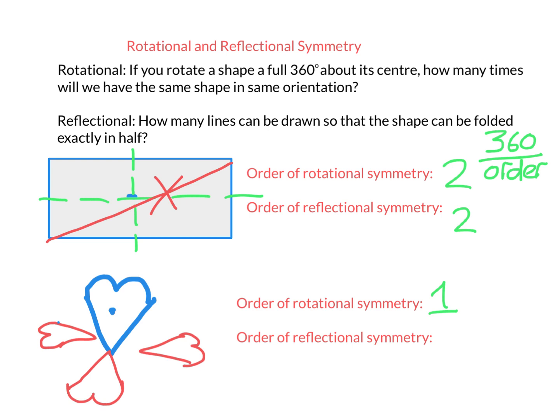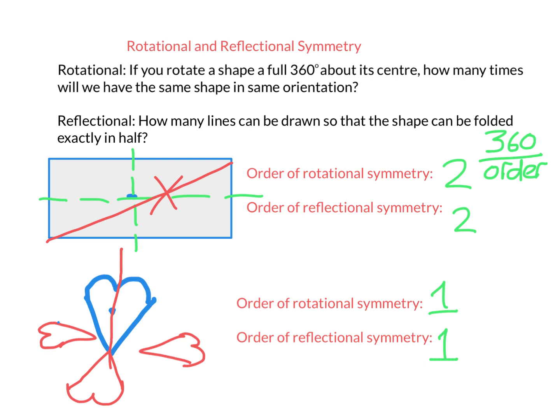Well, how many lines can I draw to cut this in half? Well, I can draw a line here, and if you fold along that line, this side and this side will fit perfectly on top of each other. Now there's no other lines I can draw, so it turns out its order of reflectional symmetry is 1 as well. Now it was just a coincidence for these two shapes. You don't always get the same order of rotational symmetry that you do reflectional symmetry.